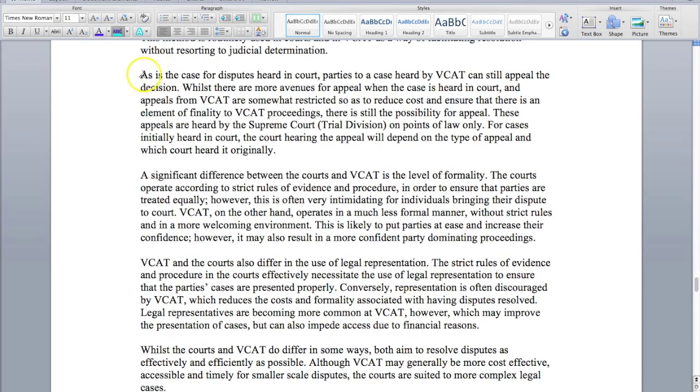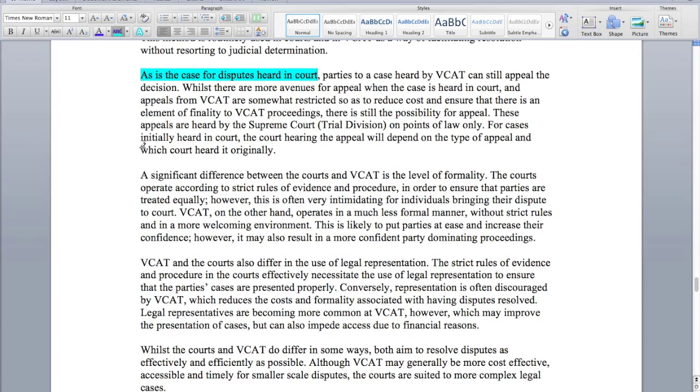As is the case for disputes heard in court, parties to a case heard by VCAT can still appeal the decision. We know straight away from that sentence again that I'm talking about a similarity, because I'm saying it's the same in court as it is in VCAT. What I have done here, though, and I've gone into more depth because the first paragraph I also included that description, this paragraph required more depth. I've talked about how it's similar and also why it's similar.